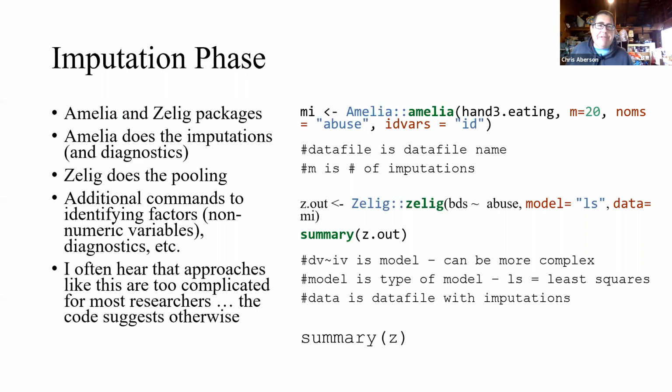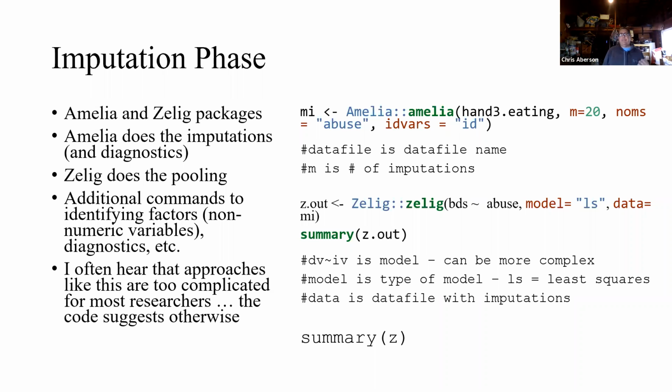I'll talk about two packages for multiple imputation. The first one is called Amelia, named after Amelia Earhart, who went missing. Get it? And Zelig, named after a movie. I'll comment more on that later. Amelia does the imputations and the diagnostics. Zelig does the pooling. There are additional commands to identify non-numeric variables or factors, and diagnostics.